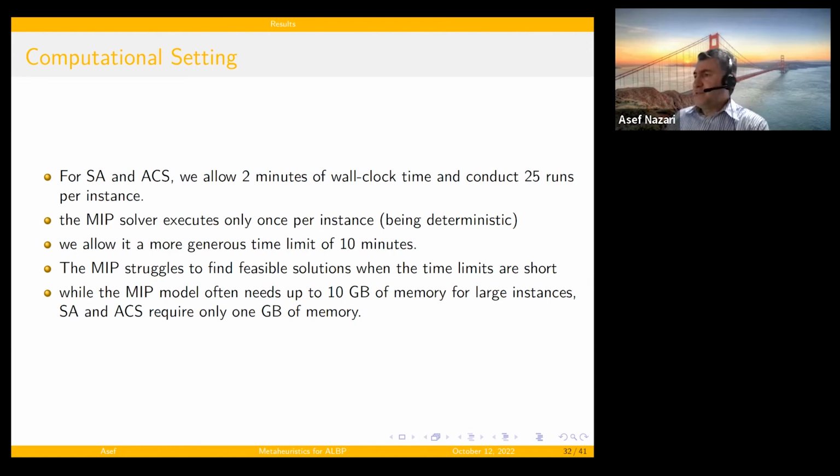Also, there is another distinction. Every time the computer manages to build the MIP model, it takes about 10 GB of memory. But for the same problem, simulated annealing or ACS only need 1 GB of memory. So that is another level of efficiency.